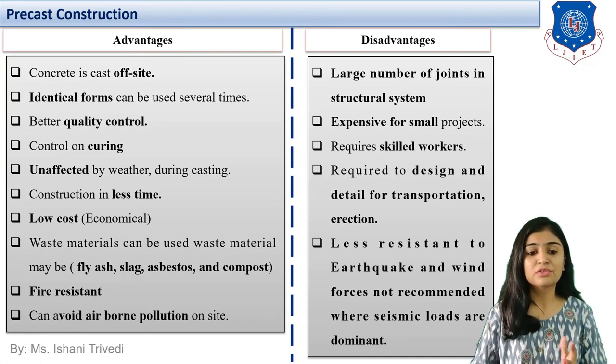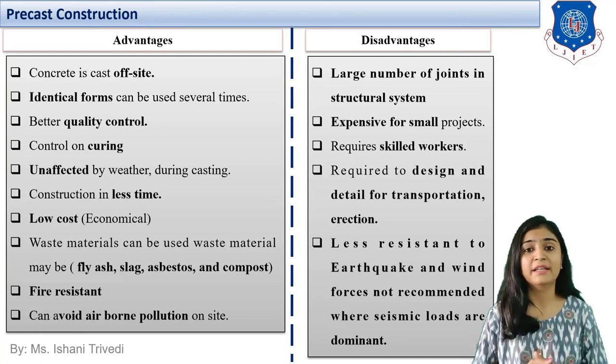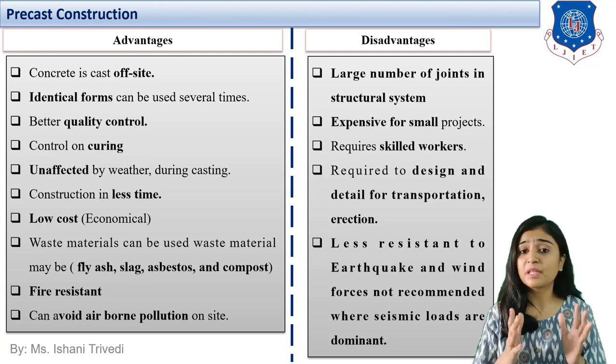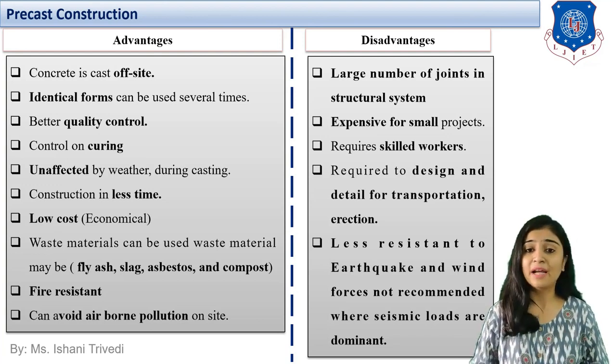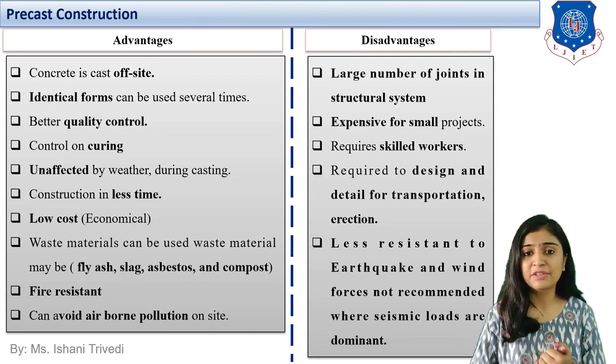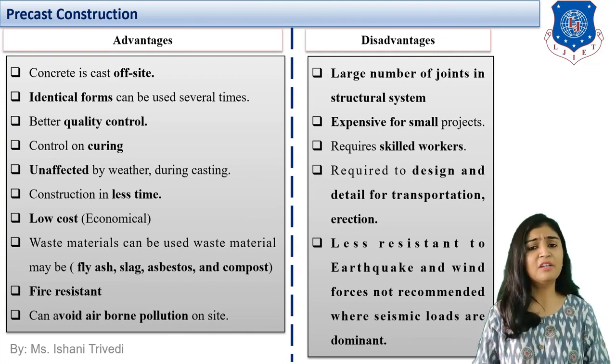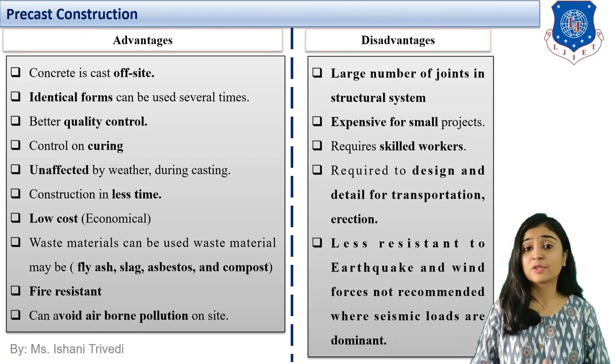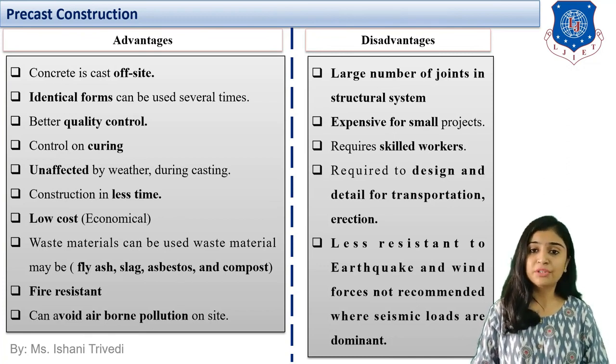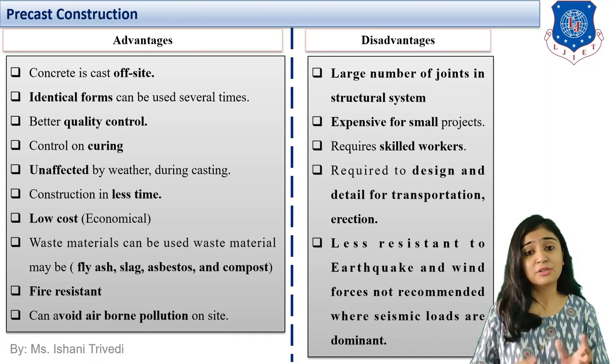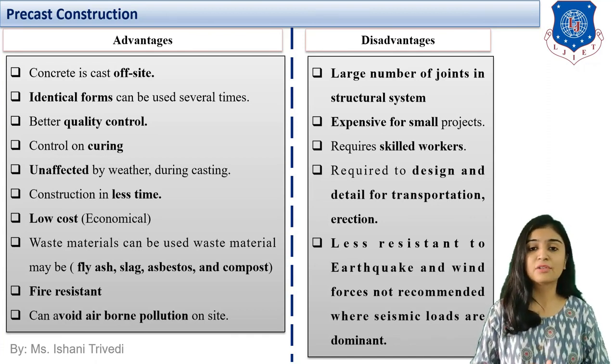Waste materials can be used once again, say fly ash or slag or asbestos etc. can be infused in these concrete members, and you can gain more strength. That becomes part of the admixtures. It is fire resistant. We have to design the concrete in such a way that it is fire resistant. It can avoid airborne pollution as well. Smog eating concrete is one of the new techniques which has been developed right now, and which also absorbs pollution. It can control it. So as I said, there is a lot of advancement in this field.